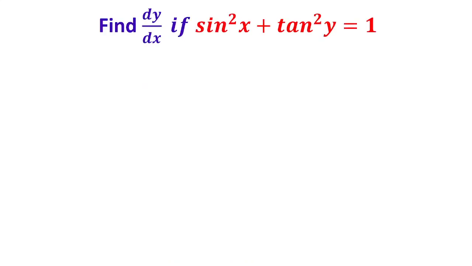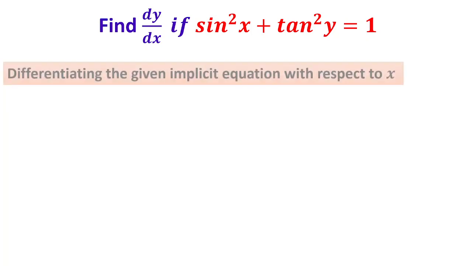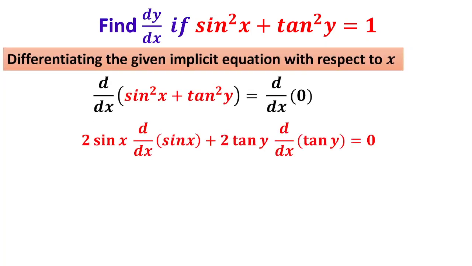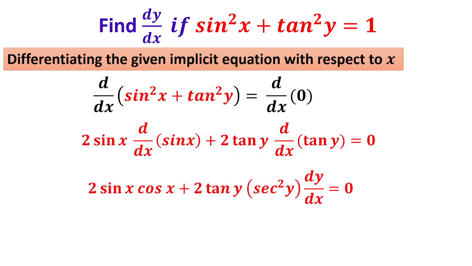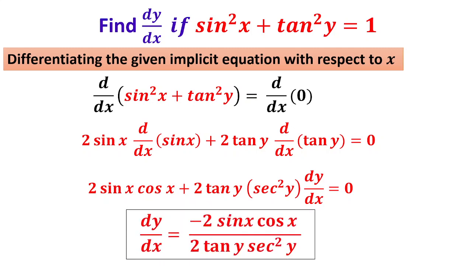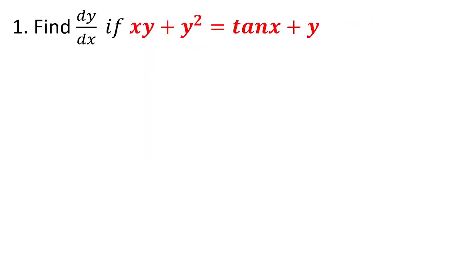We are going to the next question. Sin square x plus tan square y is equal to 1. Differentiation of sin square x is 2 sin x into differentiation of sin x. Differentiation of tan square y is 2 into tan y into differentiation of tan y. Differentiation of sin x is simply cos x, but differentiation of tan y is secant square y into dy by dx. Be careful. Now I have collected dy by dx. Well, after seeing these two examples, let us move on to some questions now.